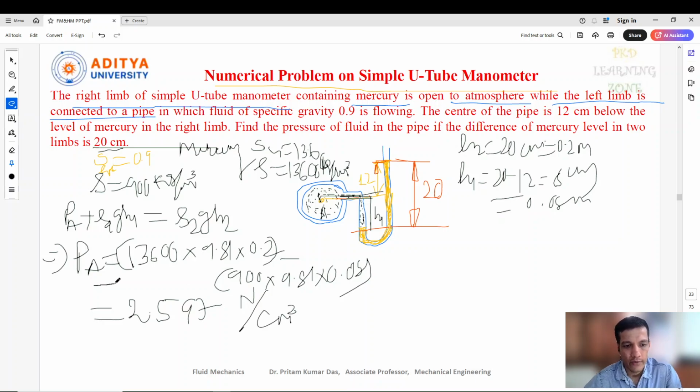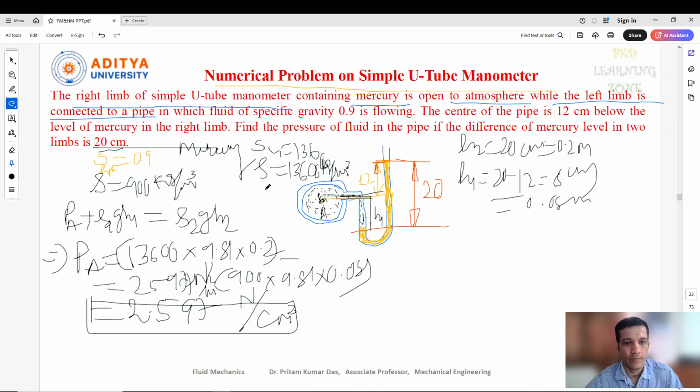We'll actually get the value in meter square. So that will be near about 25977 Newton per meter square. That will be converted into centimeter square, and we can get this value. So this is the pressure value at this point. Okay, so this is one kind of problem where gas pressure is involved.